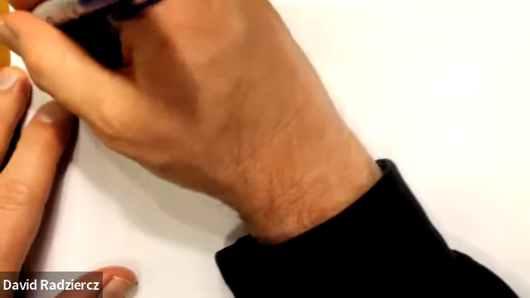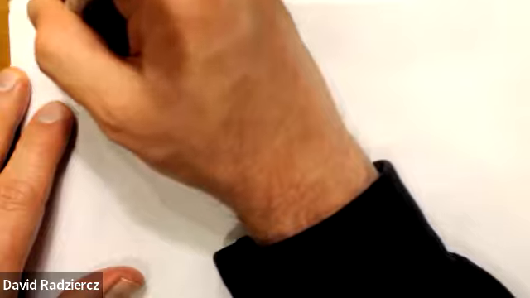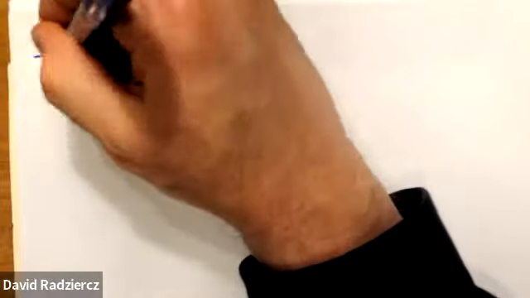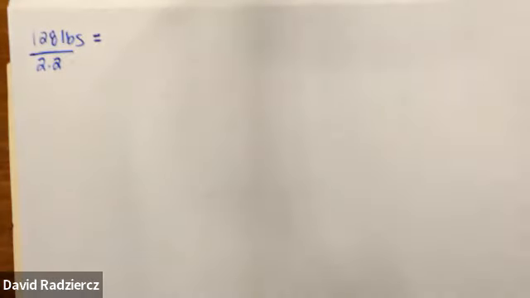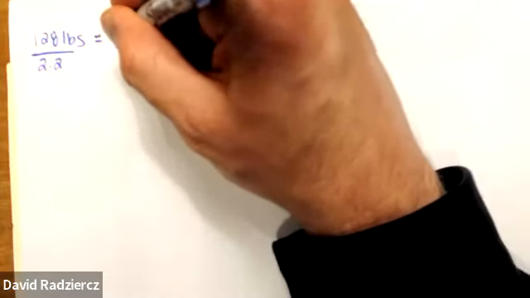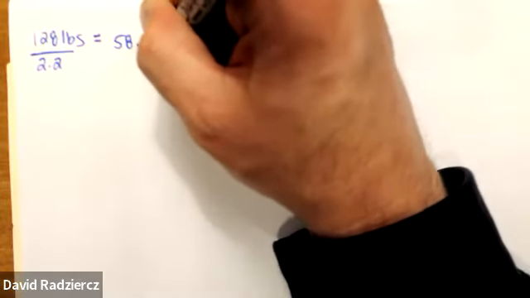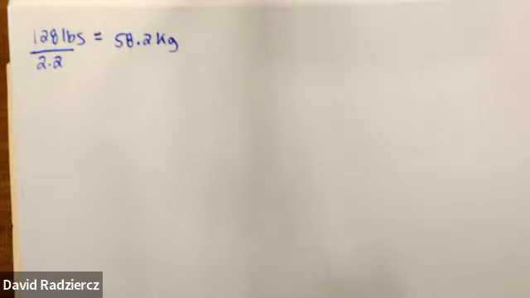So let's say our patient is 128 pounds. Step 1 is we're going to convert that to kilograms. So divide by 2.2. 128 divided by 2.2 is going to be 58.1818181818. We're going to round that to 58.2 kilograms, rounding to the nearest tenth.